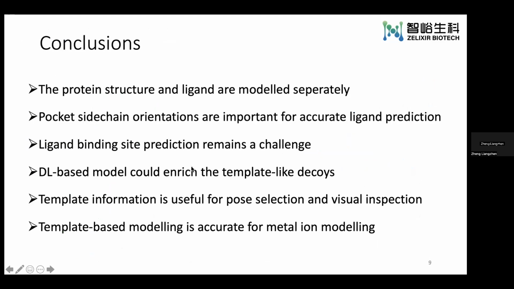So coming to the conclusions. The protein structure and the ligand structures are modeled separately. And in some cases, the pocket side chain orientations are important. And binding site prediction remains a very hard challenge, especially when few templates can be found. In our methods, the deep learning based model could enrich the template decoys, but sometimes visual inspection is still useful and important. We also use template-based modeling for metal ions, because for these very small molecules, docking could not find a good binding pose.